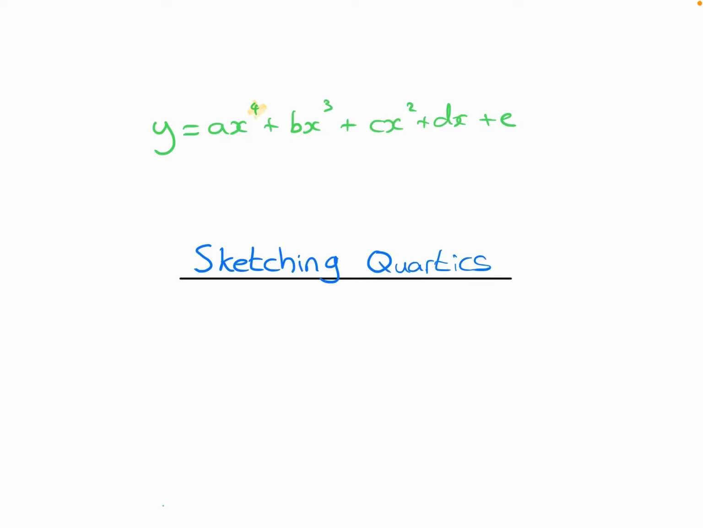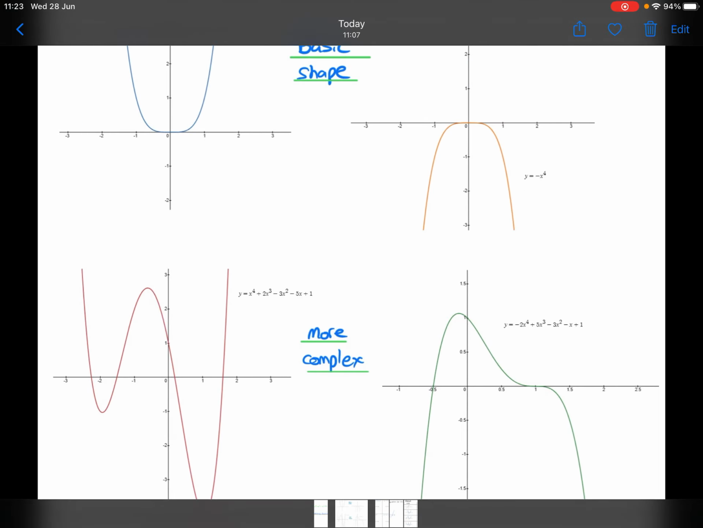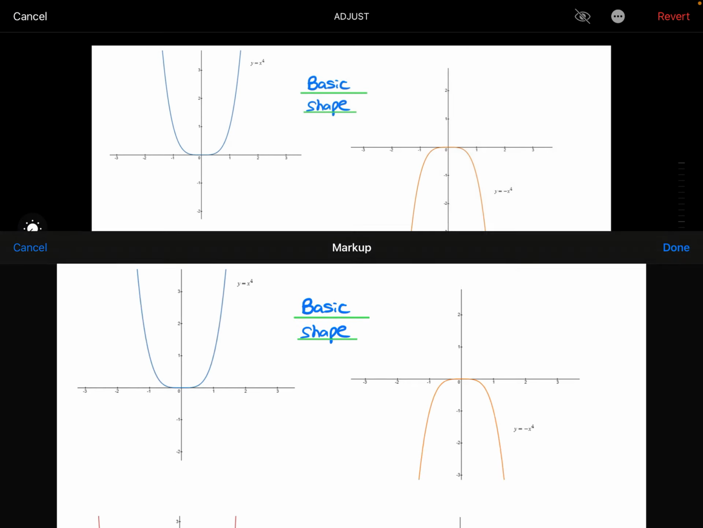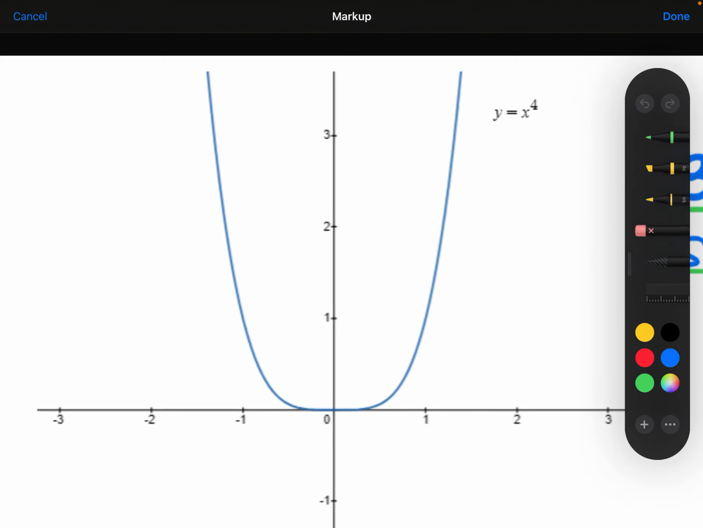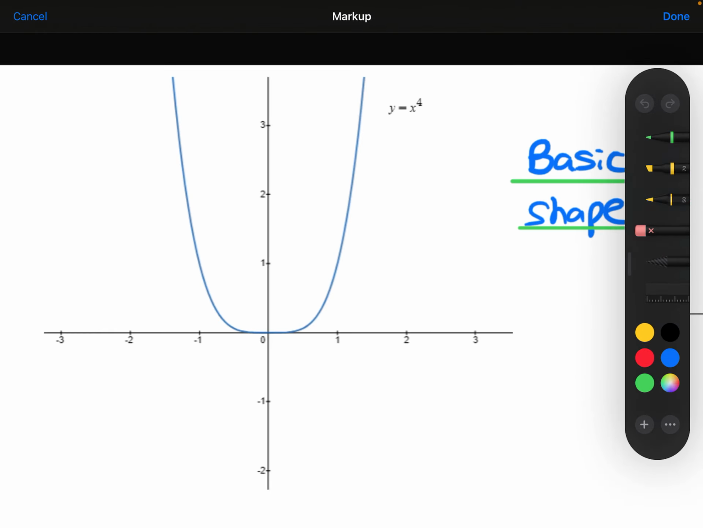In this video, we're going to see how we can sketch quartic equations. So that's where we have a power 4 involved in our polynomial. So first of all, let's have a little chat about the basic shape of a polynomial graph. So y equals x to the power 4 looks like that.